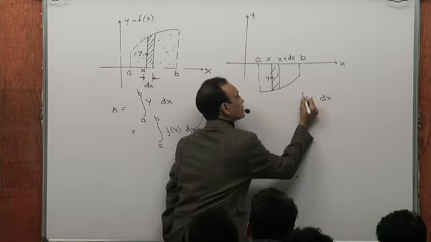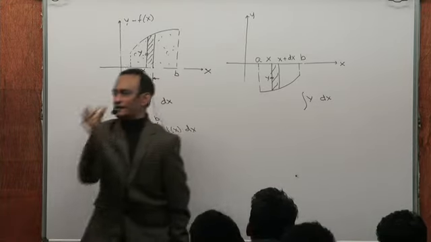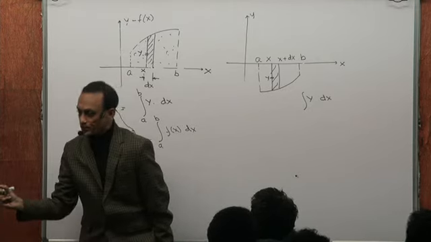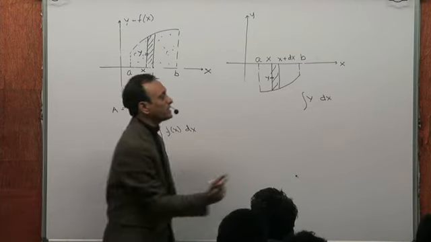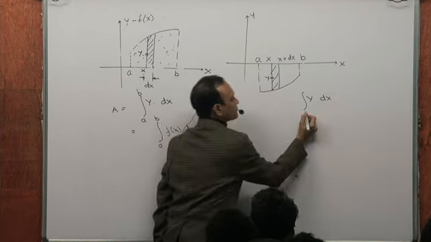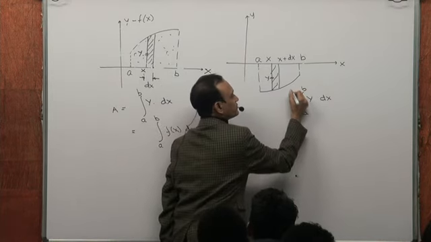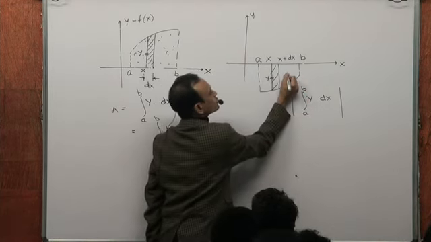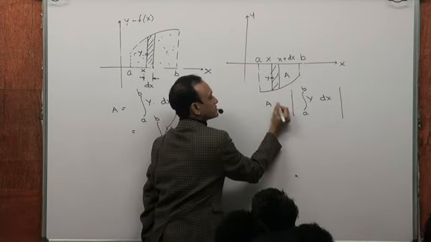All these y dx's would be negative because the y's are negative and the dx's are positive. Nevertheless, we sum it up starting from a to b, and at the end of it, we take a modulus, and that's going to be the area under the graph of this function, right?